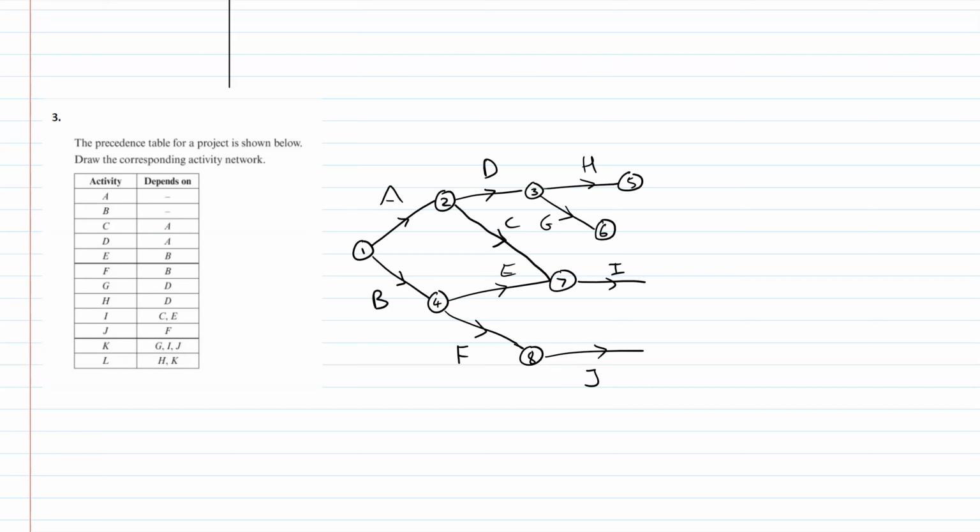K requires G, I, and J. So I'm in a bit of good luck here because I've got G, I. If I adjust this one, I'll get J, and they're all going to the same place. What number am I on now? Well, I've got 4 down the bottom, haven't I? 1, 2, 3, 4, 5. So again, this is 6. G, I, and J. So K is going to come out of there.